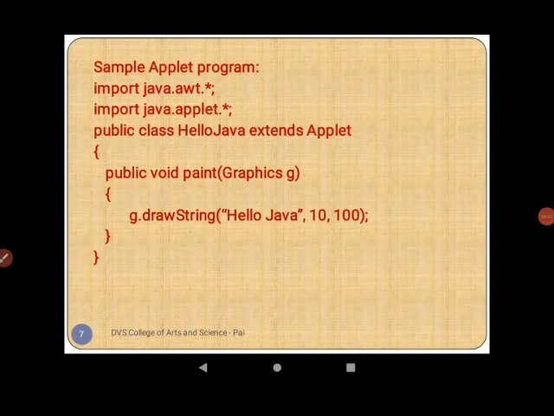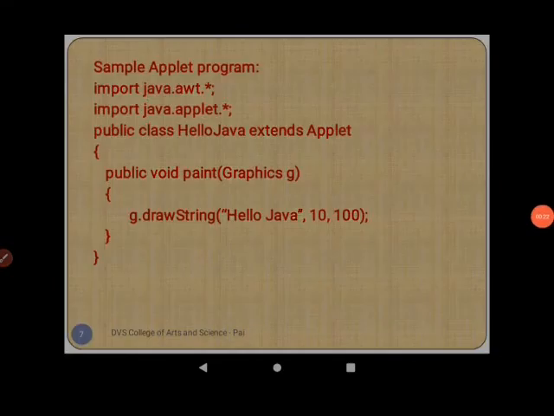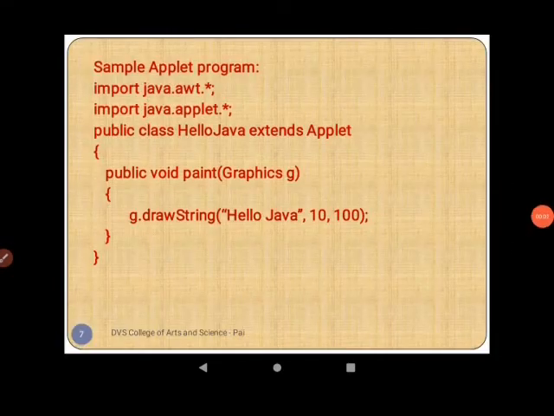Now let us have a look at a sample applet program. We are having two import statements. Import java.awt.*. Secondly, java.applet.*. Next statement is public class HelloJava extends Applet, wherein HelloJava is the name of the class. You need to observe that we are not using main method within the applet program. Now we can use public void paint method to paint or draw graphics onto the screen.